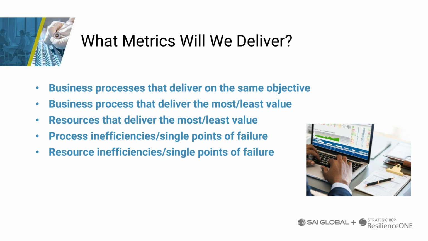So in other words, say like revenue or customer retention, things like that. I'll show you an example in a little bit. Show me the detailed business processes that deliver the most value and the least value to the organization. Show me the resources that deliver the most and least value, so the apps, the vendors, and some of the positions in the company. Any process inefficiencies, that was a little more detailed, and then any resource inefficiencies or single points of failure. So there's 5 things, and you can see we're getting more detailed as we go down towards the bottom of that list.